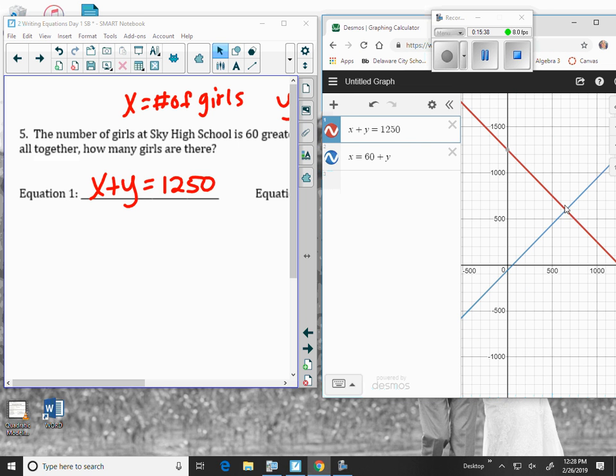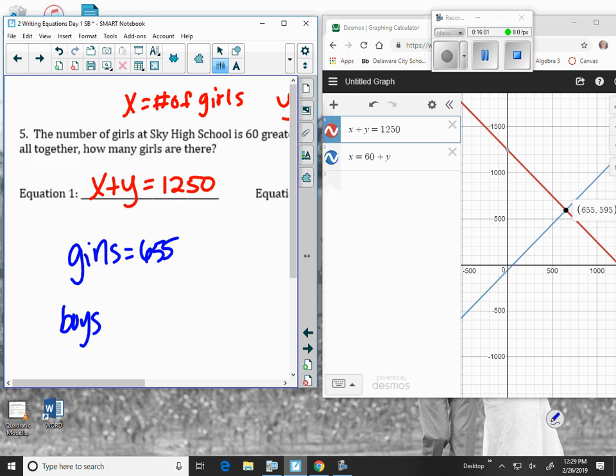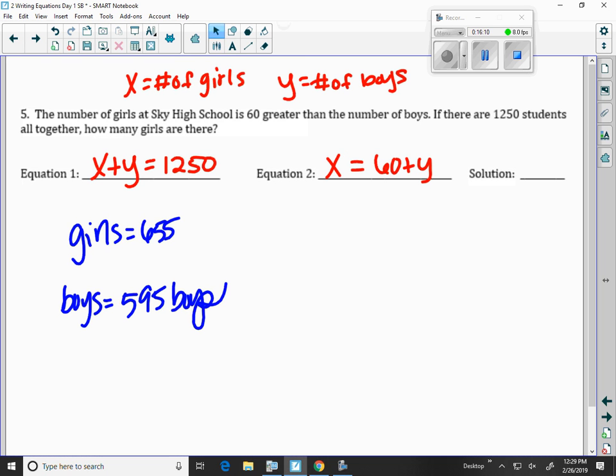All right, so I'm getting 655 and 595. So, how many girls are there? 655 girls, 595 boys. Tracking with me on that? Did you say 655 girls? I just put the boys in. Well, it depends on what they're asking for. How many girls are there? Okay, so you would really just want to know how many girls there are. So your solution.